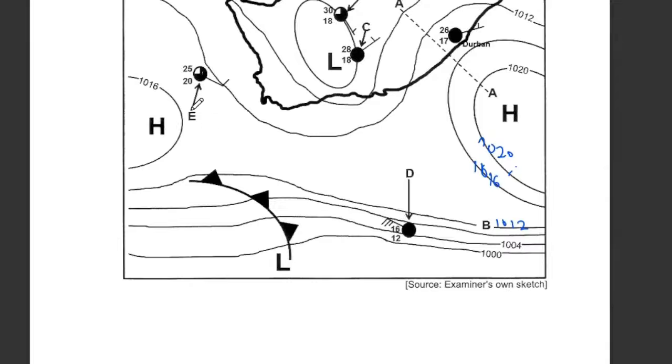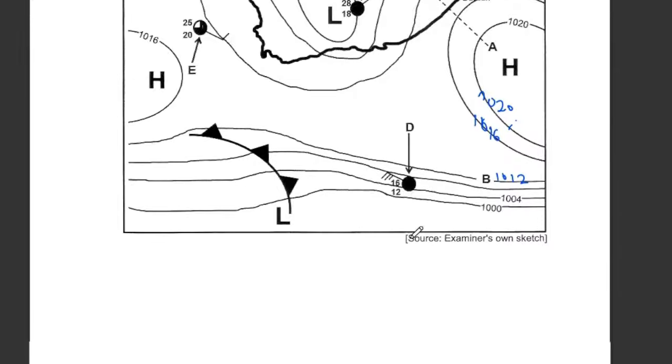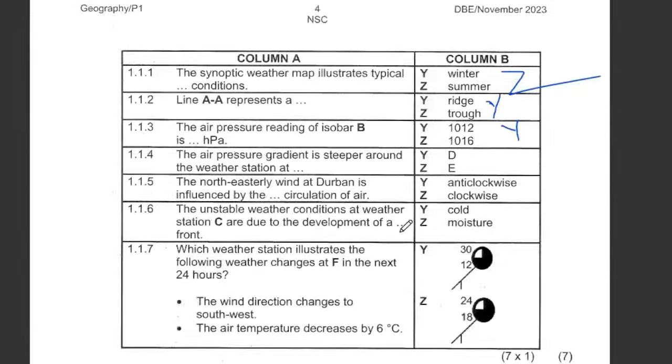It's 25, yet here is 10. So if you try to use the isobars, since they are so close to each other, that means the gradient is steep and the speed is high. Therefore, D becomes the answer. And D is for Y. Okay. D becomes the answer, the answer here is Y.